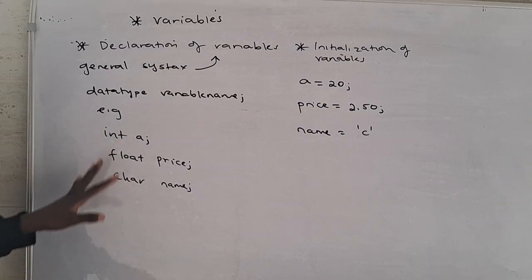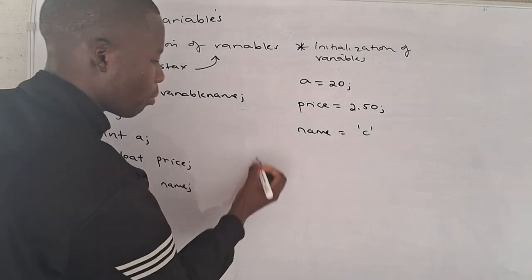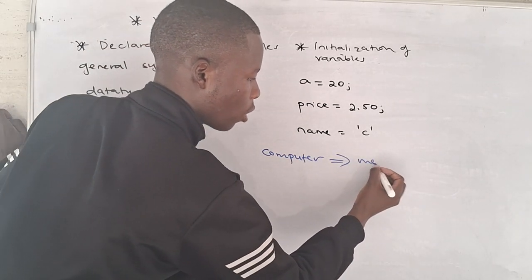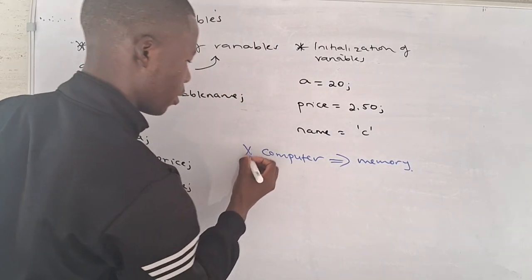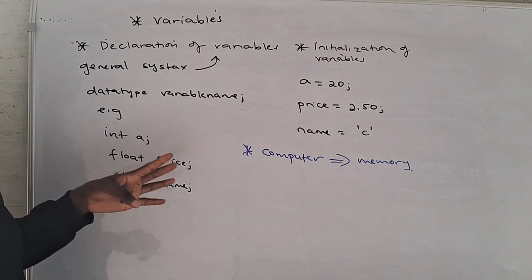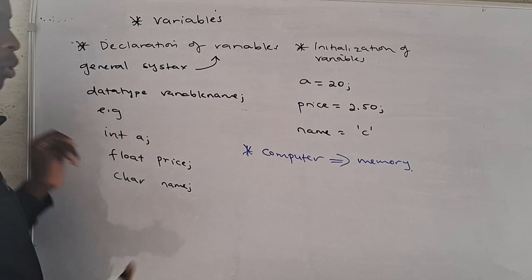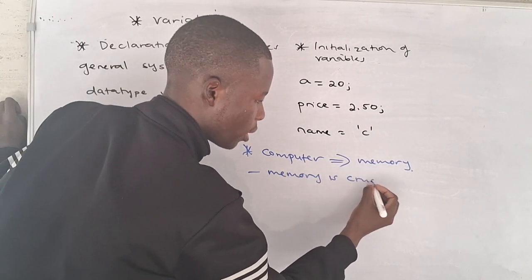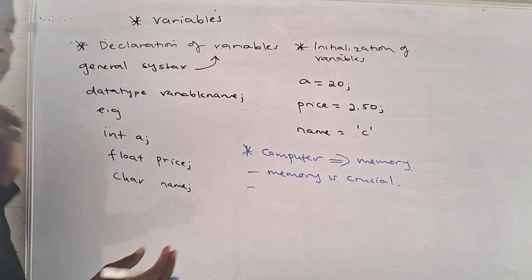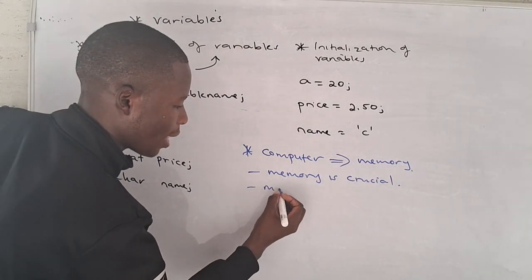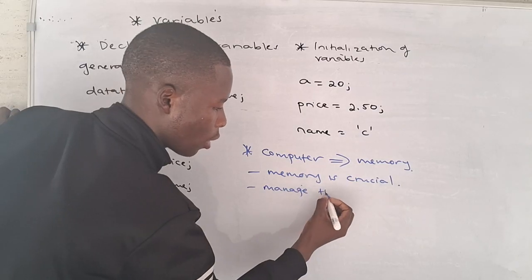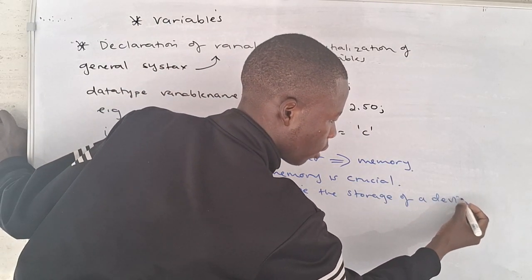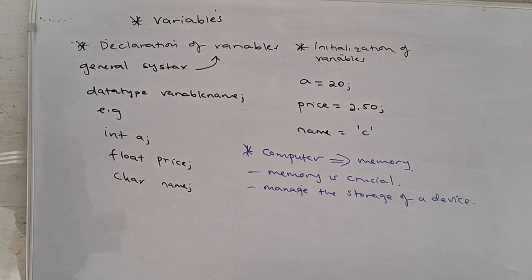Now, let's discuss it here. In the computer, we have something called memory. I think I explained about memory in the first video, whereby I said memory is crucial, very important. So if it is important, it means you are supposed to manage the storage of a device.